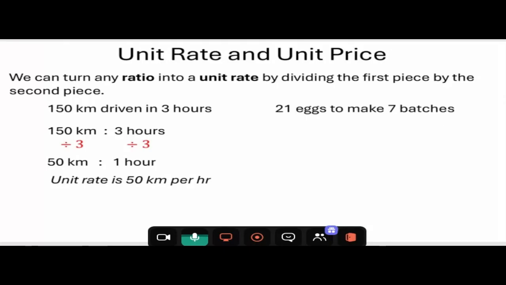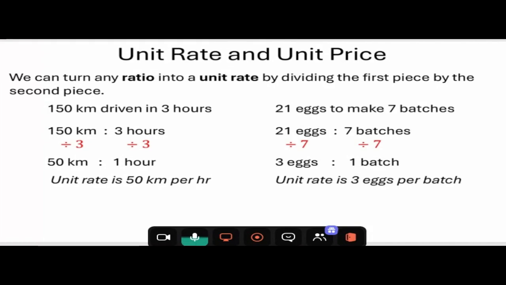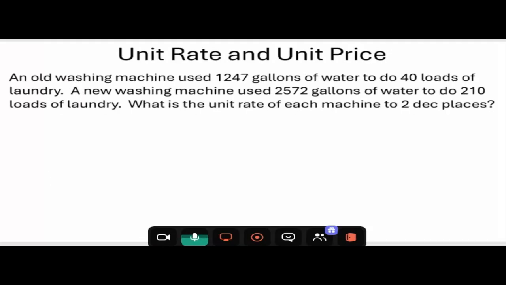21 eggs to make 7 batches. So there is the ratio, 21 eggs to 7 batches. Divide them both by 7 so that the batches become 1. In other words, force the second one to become 1. And you get 3 eggs to 1 batch. So what is the rate? 3 eggs per batch is the rate. The rate of how many eggs per batch you need based on this information that was given to you up here. They don't have to work out nice like that.